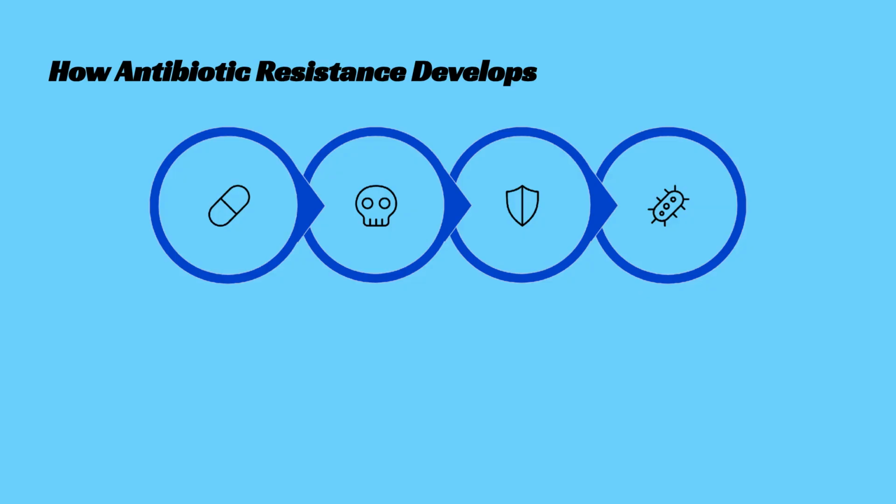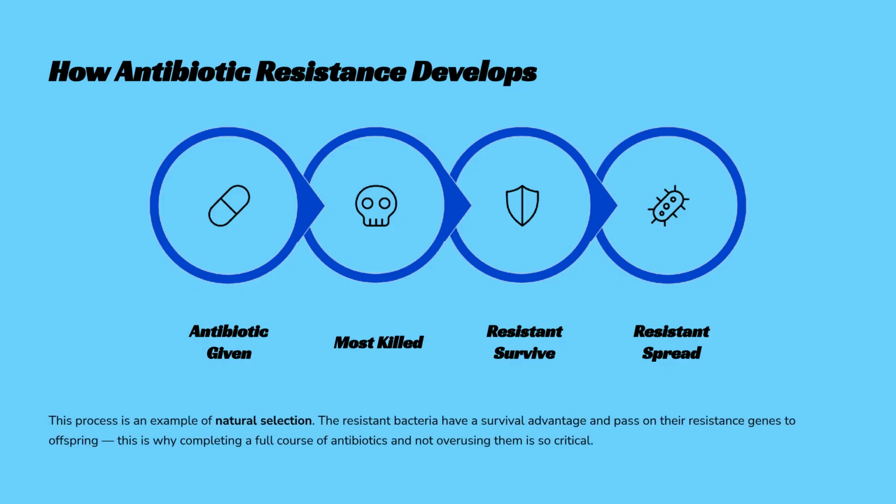Resistance develops through natural selection. When antibiotics are given, most bacteria die, but any with resistant genes survive. These survivors then multiply and spread, passing on the resistance. This is why finishing a full course is so critical.